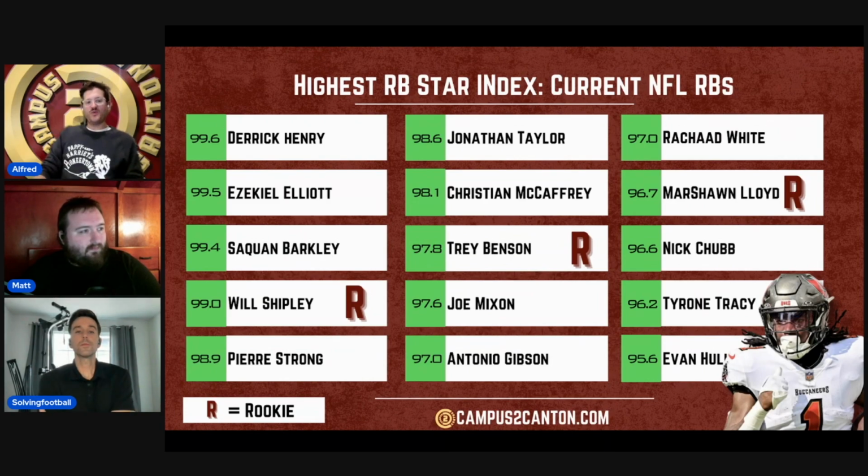Then we get to Will Shipley here at a 99th percentile score for his star index rating. I think this is a very interesting finding by our method here. He's behind Saquon Barkley. So the Eagles have probably the most athletic backfield, or the highest star index backfield, in the NFL right now. And Barkley, known to get injured, is getting up there in age. I think Will Shipley is very interesting here.